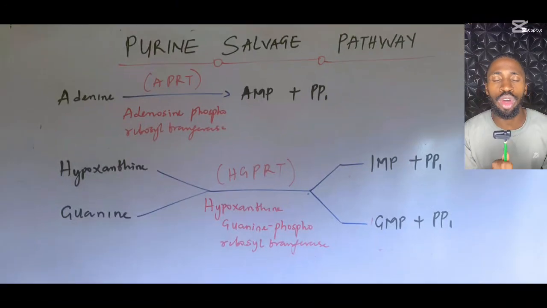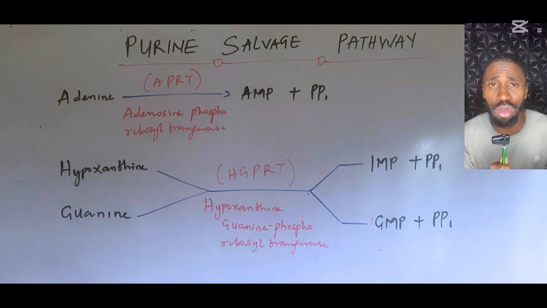So here we'll be talking about the next one: the salvage pathway and the catabolism. We should know how purine bases are broken down in the liver and excreted from the kidney.